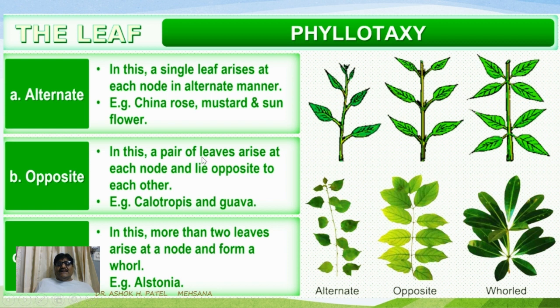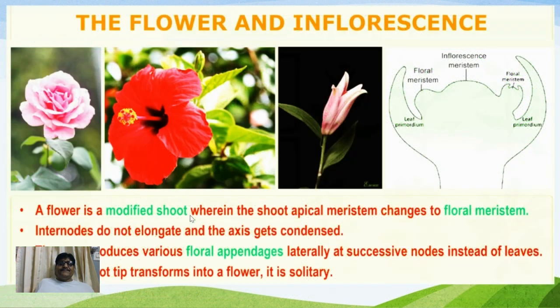In the opposite, a pair of leaves arises. And you see here two leaves arising from a single node. Here also and then here also. That means the opposite leaves are there, right? Calotropis procera and guava have opposite phyllotaxy, and whorled means more than two leaves arise from a single node. That is called the whorled phyllotaxy. Alstonia is the example of whorled phyllotaxy.